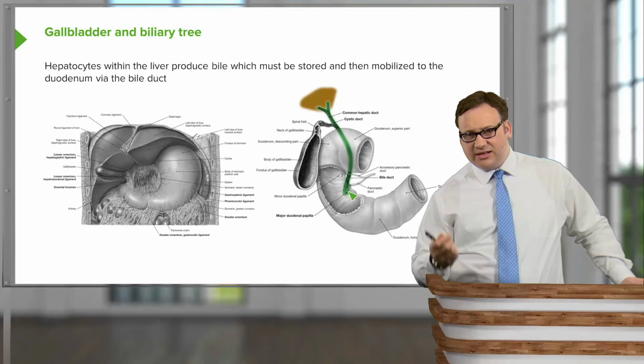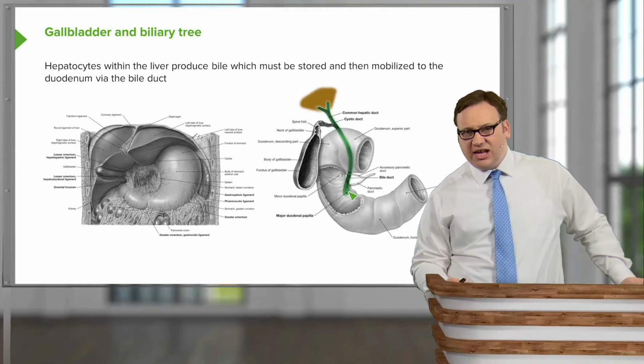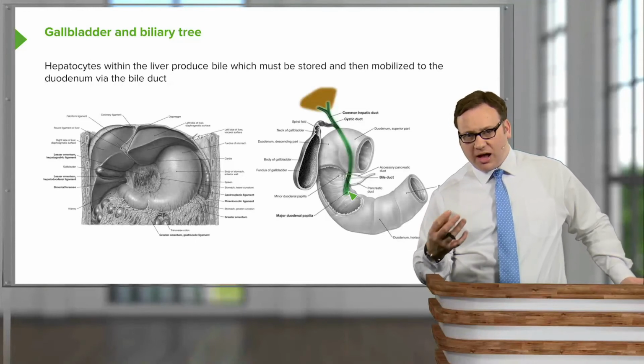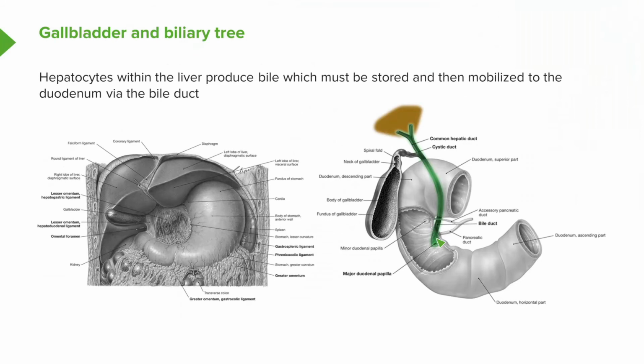If the sphincter that's guarding this major duodenal papilla is closed, then the liver will continue to produce bile, but instead of being released into the duodenum, it's going to pass all the way back up and go into the gallbladder. So as bile is passing down in this direction, if the entrance to the duodenum is closed, then it will pass back up and be stored in the gallbladder.